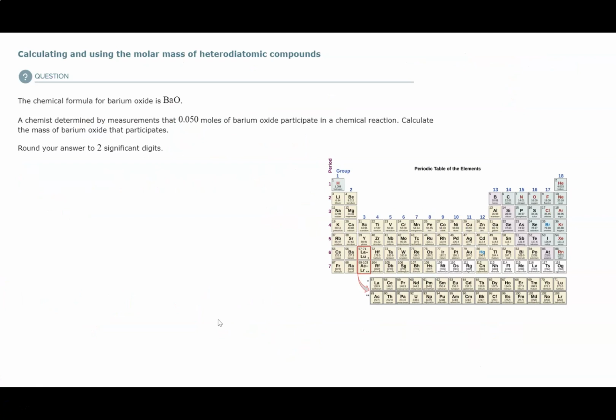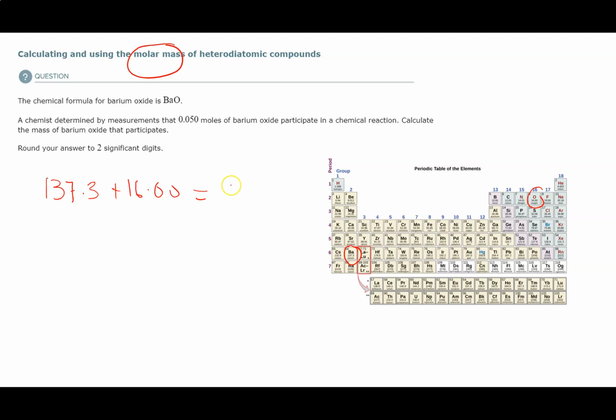So in this problem, we're going to be using molar mass, and we're going to have to calculate that molar mass, and molar mass is the conversion factor between grams and moles. So we're going to be doing a conversion between those two things. It says the chemical formula for barium oxide is BaO. Barium is over here on the bottom of group 2A, so barium has a mass of 137.3 grams per mole, and then oxygen is over here in group 6A, and that has a mass of 16.00 grams per mole. So to put those two things together, we can get the molar mass for barium oxide.